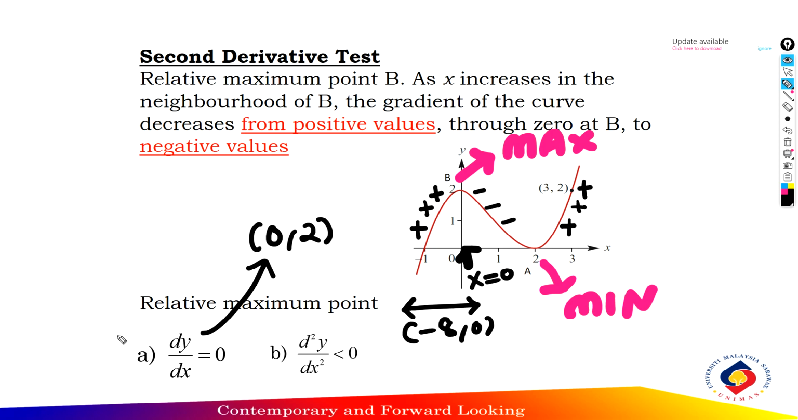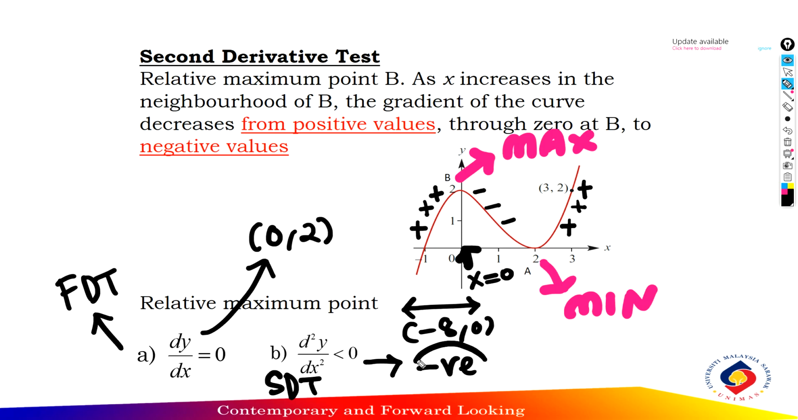This is the first method, using the first derivative test. And B, the second method, using the second derivative test. Using the second derivative test, the sign of the second derivative is less than 0, or negative. When the sign of the second derivative is negative, the conclusion is that the relative maximum exists.